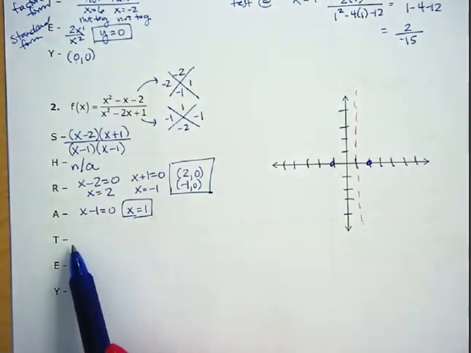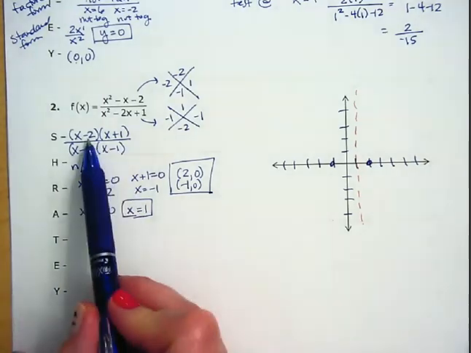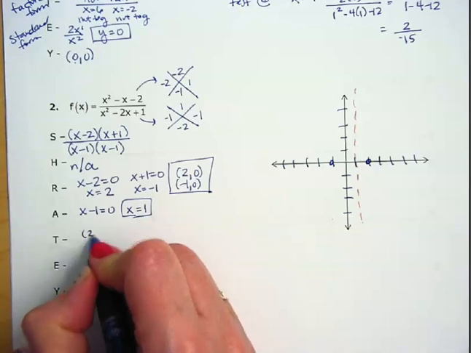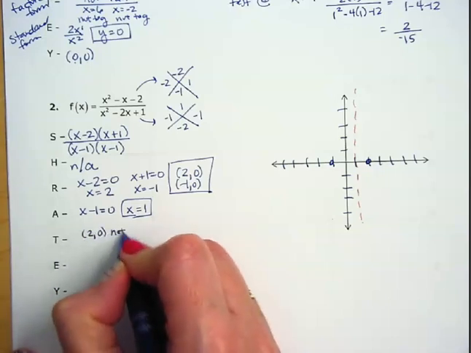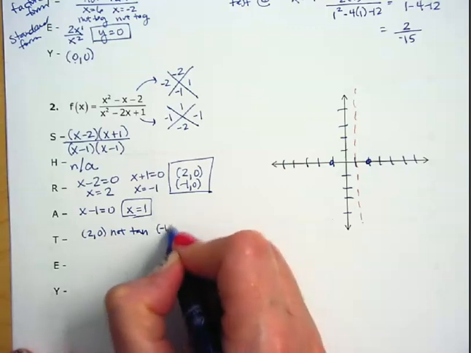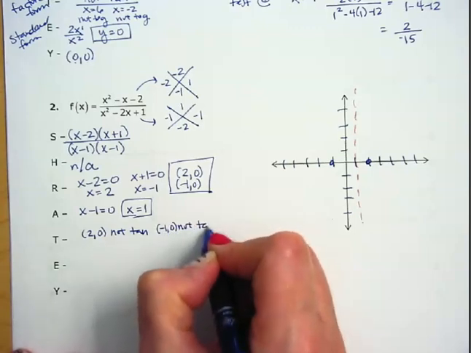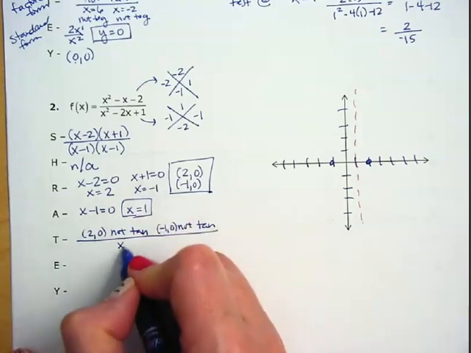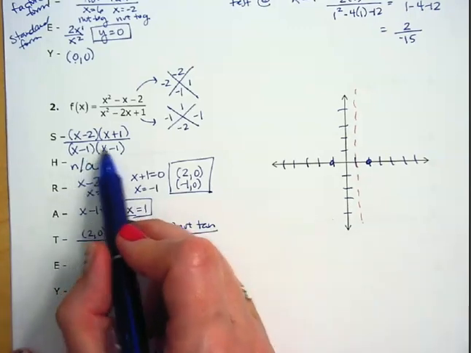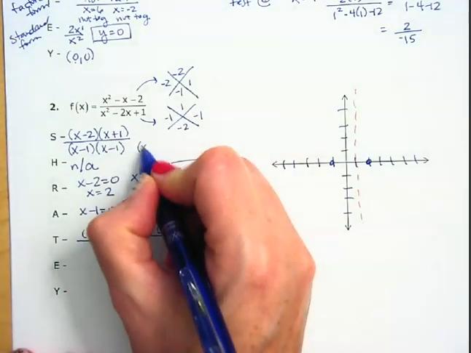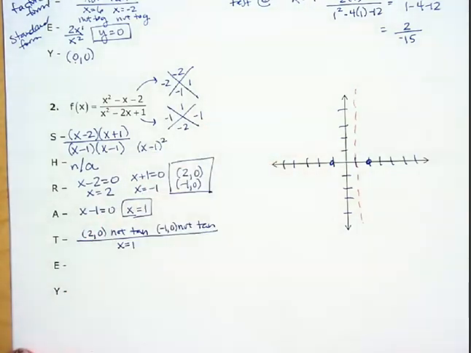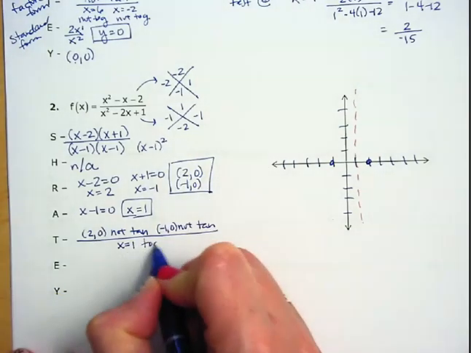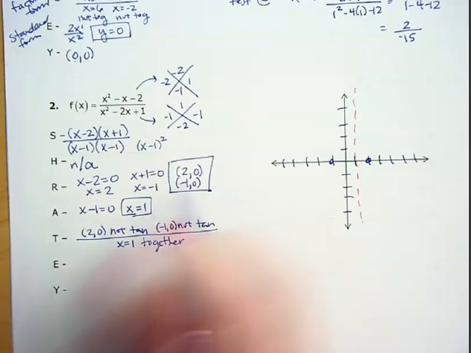And then for our t-step tangent over together, neither of the factors in the numerator were squared, so it's not tangent at both of those. And then we only had one asymptote. Since these factors were both the same, that is equivalent to x minus 1 squared. So that is squared. So that means at the asymptote, the graph is going to be coming together.